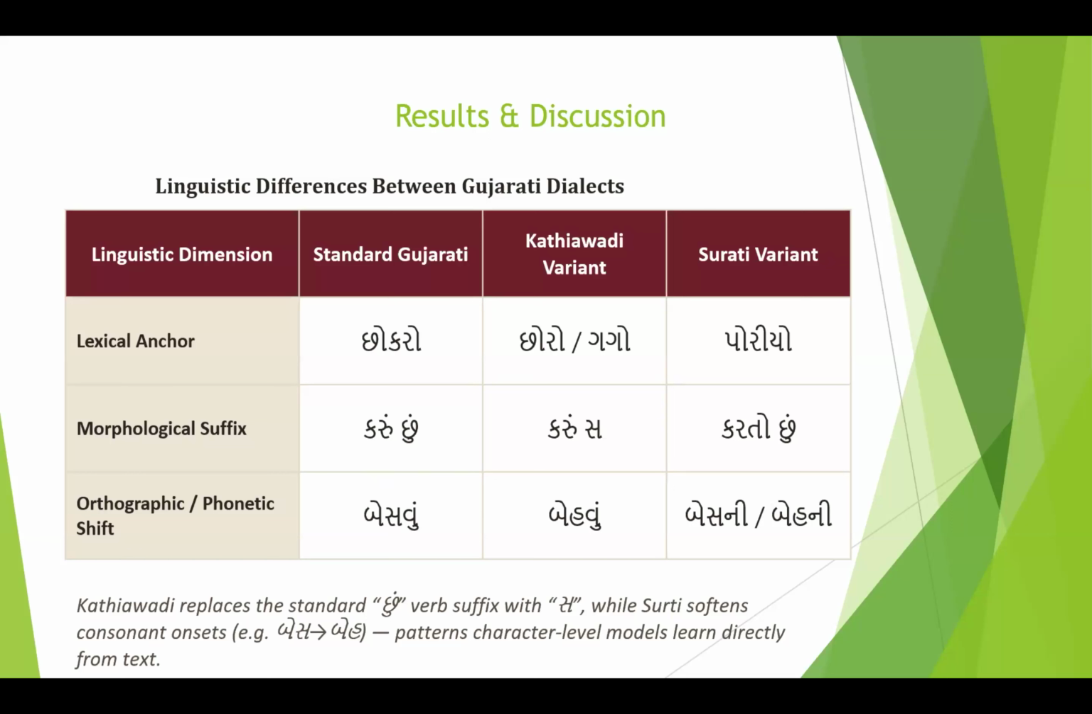And for to sit, standard is besu, Kathiawadi softens it to behnu, and Surti alternates between besni or behni. These aren't random. They are systematic patterns, and that systematicity is exactly what makes them learnable directly from text by character-level models.